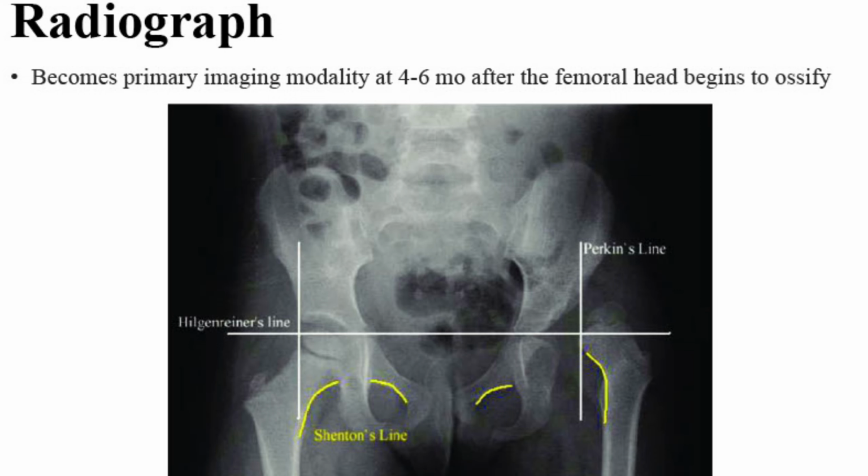So they are talking about the alpha angles and beta angles. Radiologists will guide you, they will grade, and they will send you to the clinic. Radiograph is for the later stage, after 4 to 6 months.